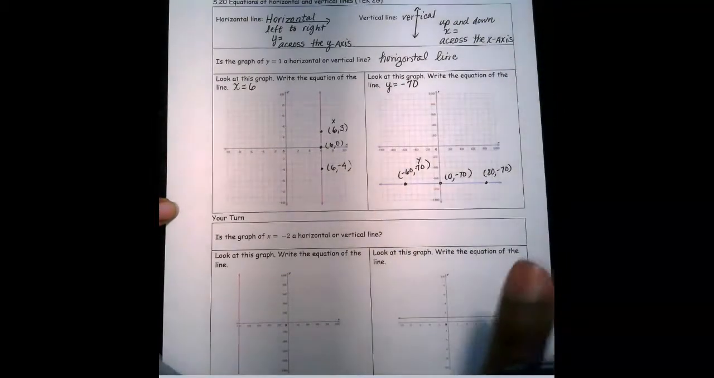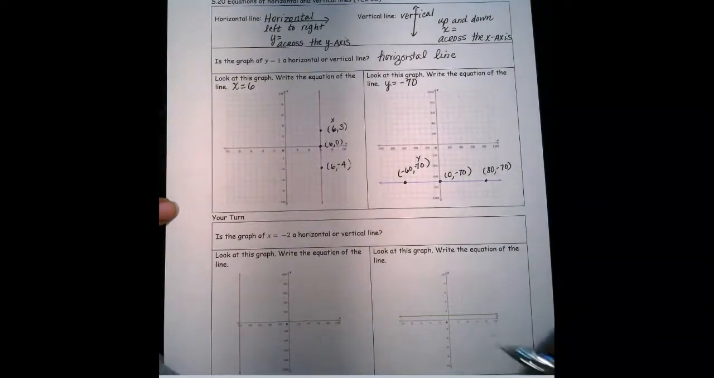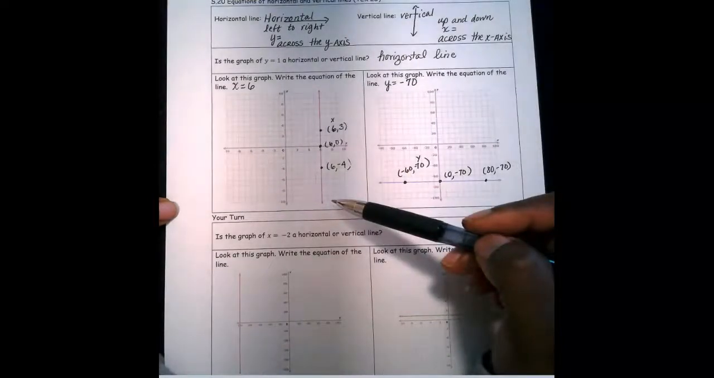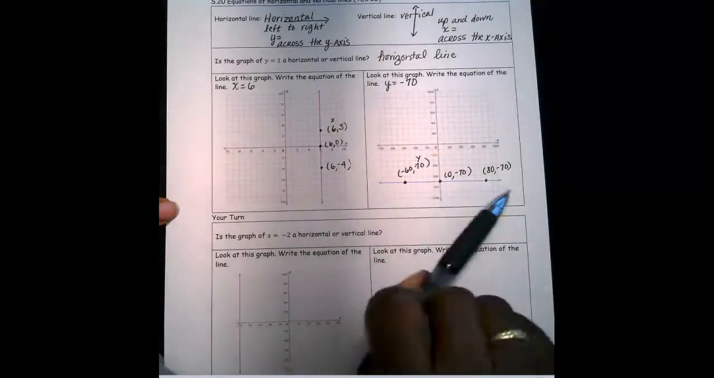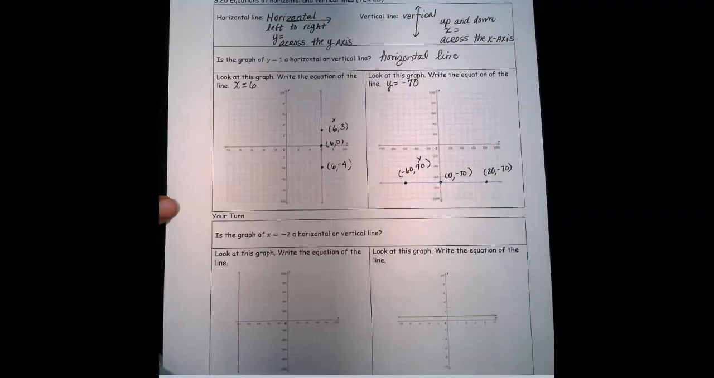So if you ever get confused, go ahead and write your ordered pairs. And if it's a vertical line, then you know that it will be x equals a number. If it's a horizontal line, you know it will be y equals a number. So now it's your turn. Be right back with your answers.